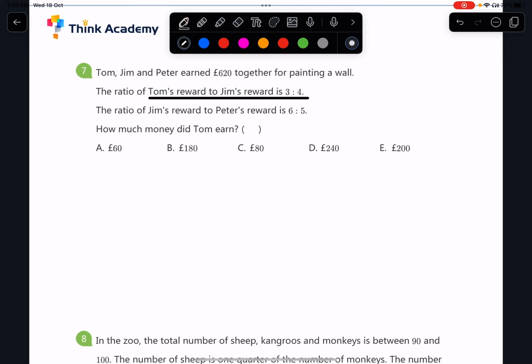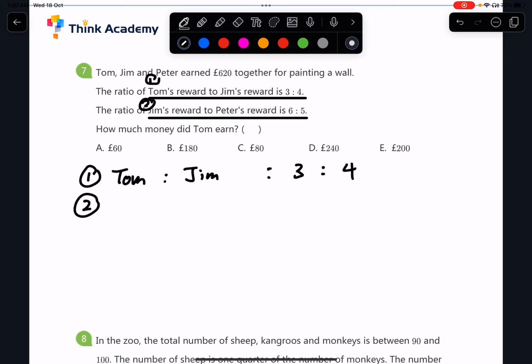Highlight the ratio first. In the first one, we have the ratio between Tom's reward and Jim's reward. So let's write down Tom to Jim. So Tom actually gets less reward than Jim. So Tom only gets 3 parts of the rewards and Jim gets 4 parts. So we have 3 to 4, right? And for Jim and Peter, there is another ratio. So for Jim to Peter, the ratio is 6 to 5.